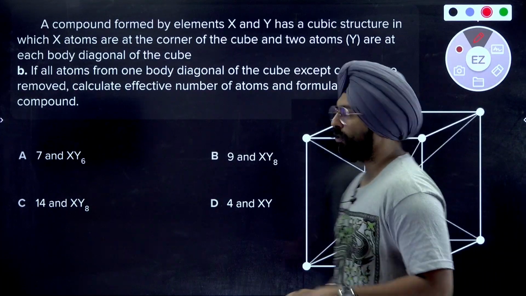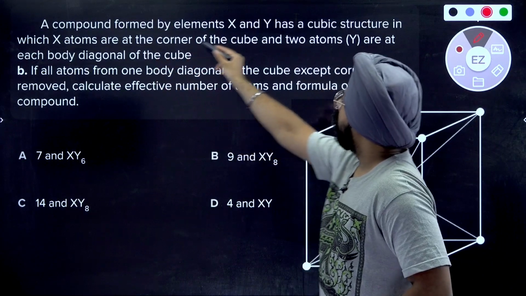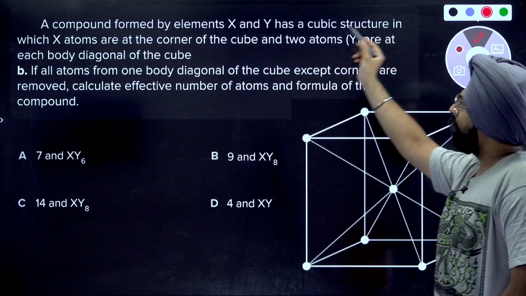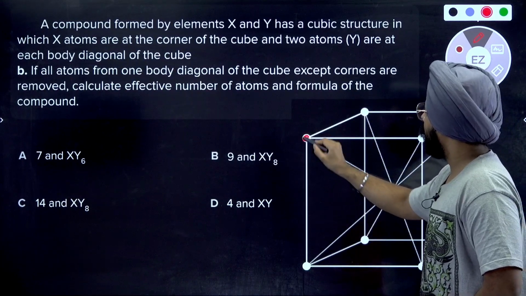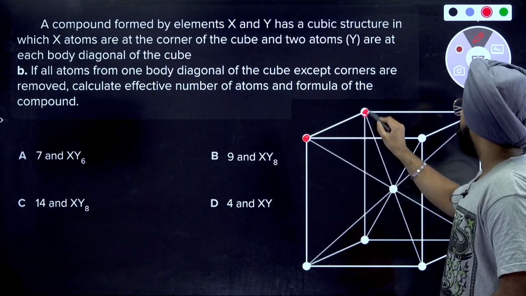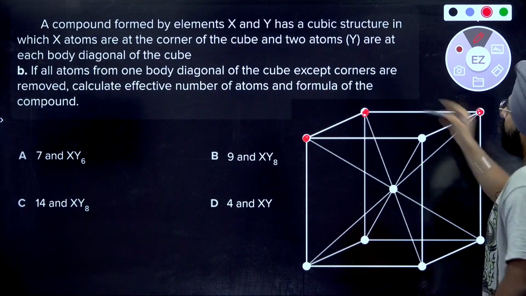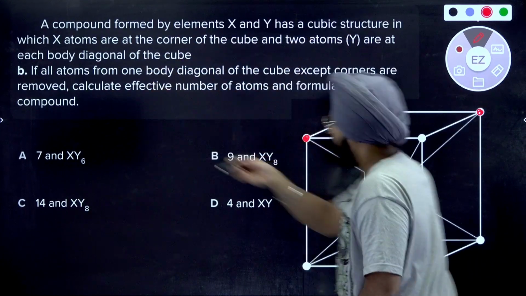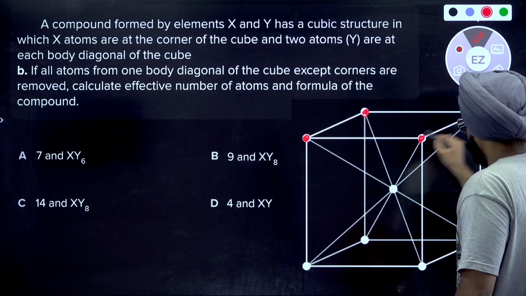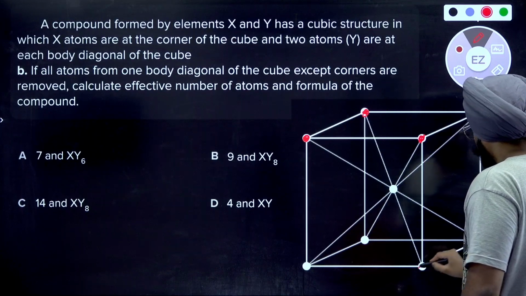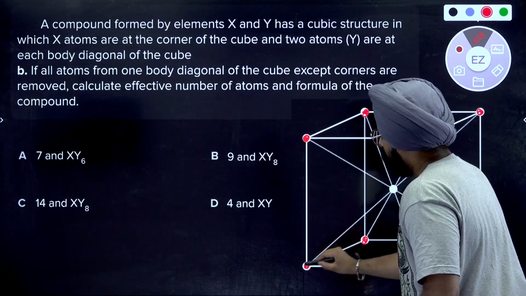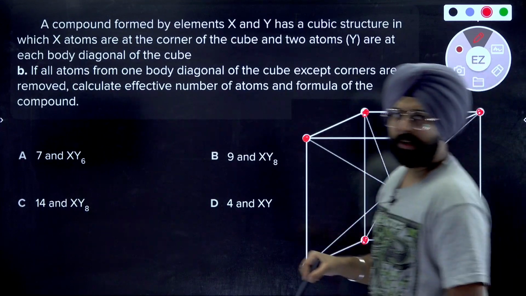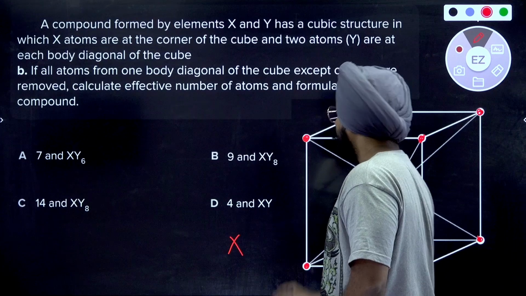But anyway, for those of you who did: a compound formed by elements X and Y has a cubic structure in which X atoms are at the corners. So these are all X atoms marked in red color. The first half of the question we had done in the previous class, so I'll just quickly mark these. Effectively, what's the number of X that we have over here? There's just one X, right?